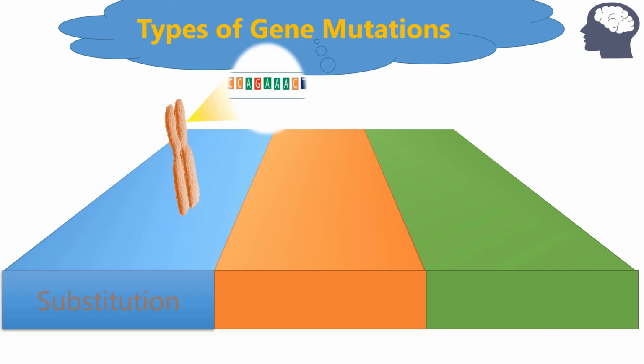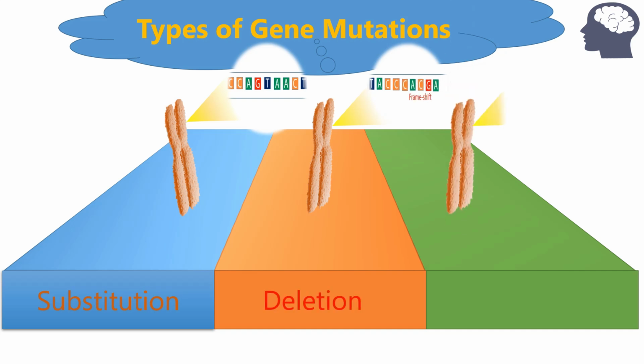The gene mutation can be substitution when one nucleotide is replaced by another, or deletion when one nucleotide is removed, or insertion when one nucleotide is added or inserted.